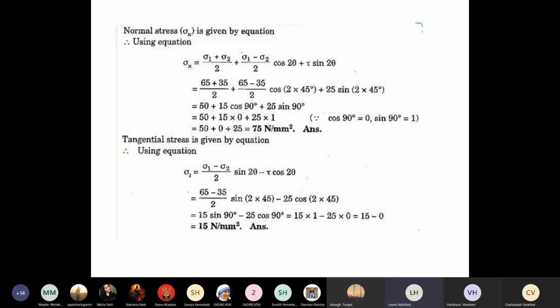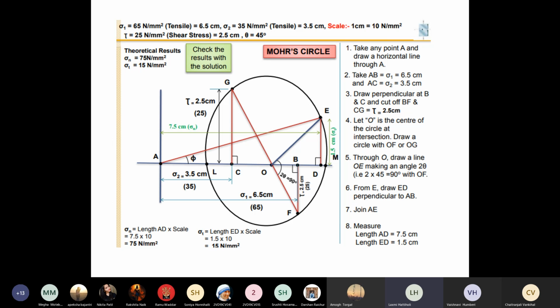So, normal stress, according to the analytic method, you have got 75 Newton per mm square, and tangential stress, you have got 15 Newton per mm square. So, this is an analytic method. Now, actual question is to find out by the graphical method. Okay. So, let me show you by using graph, how can you solve this problem.